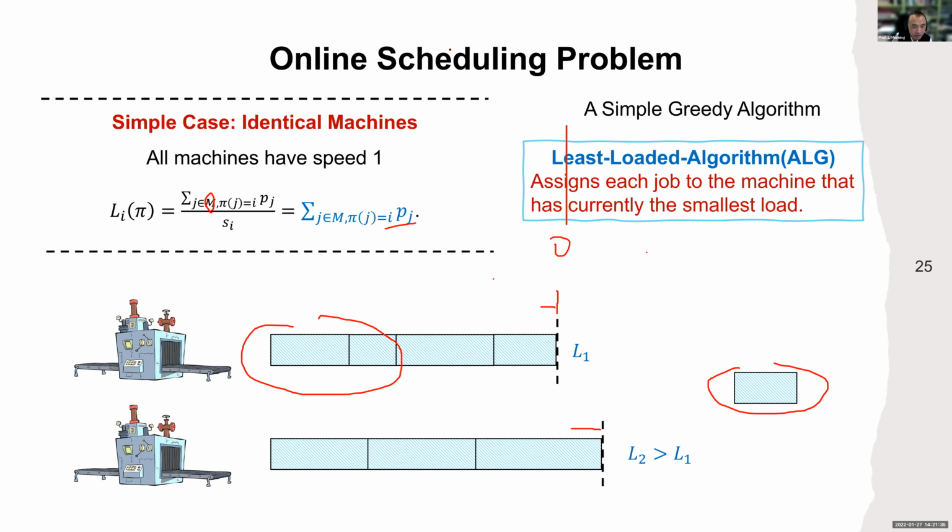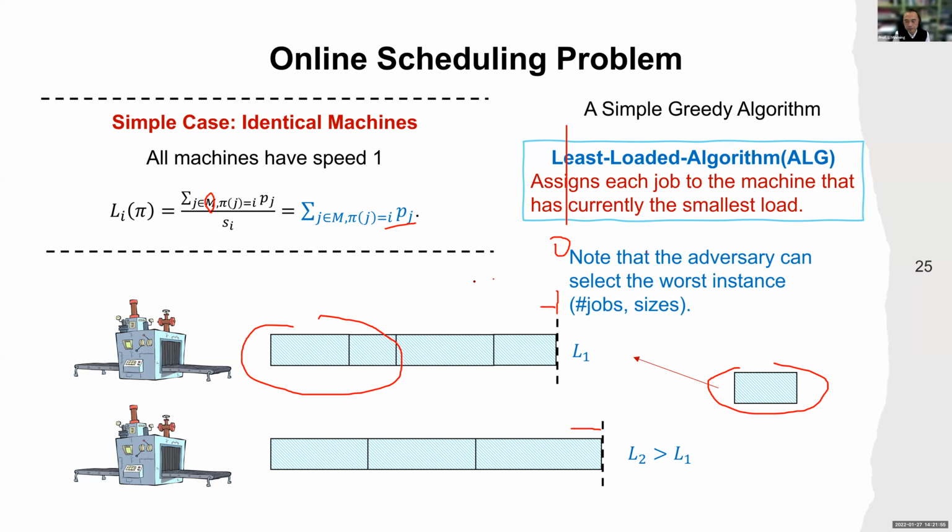Okay, so better than last time. That's nice. I believe that after we analyze the ratio, it will be even clearer. Let me stop the query. Now one thing to remind you: the adversary, or the bad guy who designed the online sequence, can select the worst instance. No matter what number of jobs or sizes, as long as it can make your algorithm suffer, he will do that.